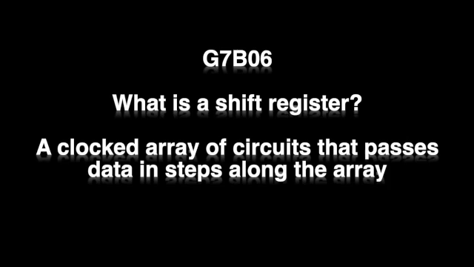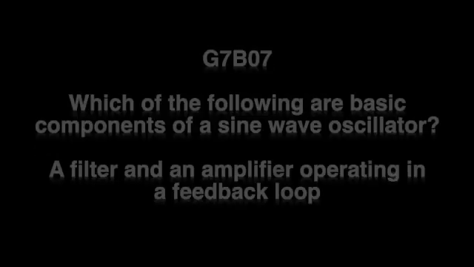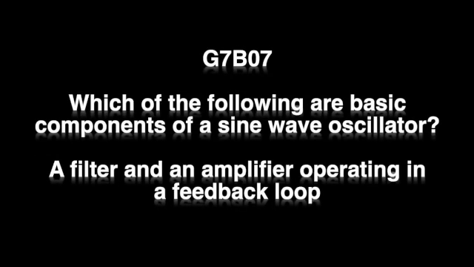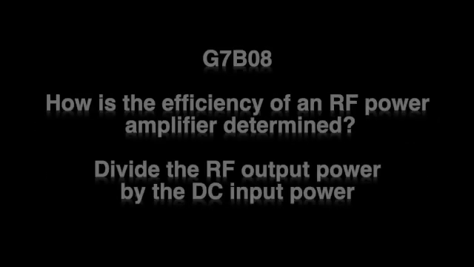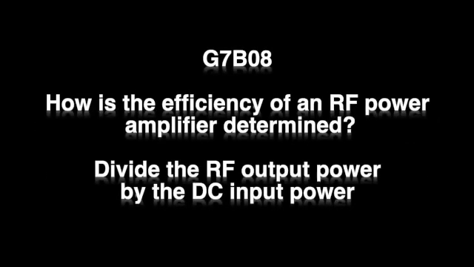G7B06. What is a shift register? A clocked array of circuits that passes data in steps along the array. G7B07. Which of the following are basic components of a sine wave oscillator? A filter and an amplifier operating in a feedback loop. G7B08. How is the efficiency of an RF power amplifier determined? Divide the RF output power by the DC input power.